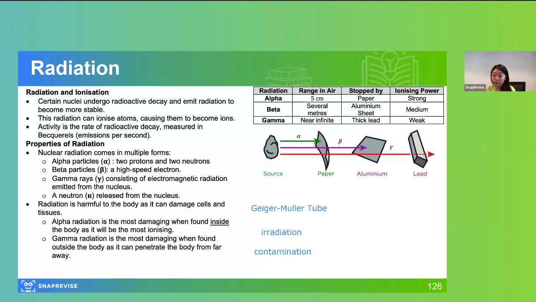This is where gamma radiation is very scary, because alpha radiation is not going to go through your skin. You're safe. Beta is a bit more dangerous. Gamma can go through some of your tissues because it's so penetrating. Therefore, that is when it's the most dangerous.